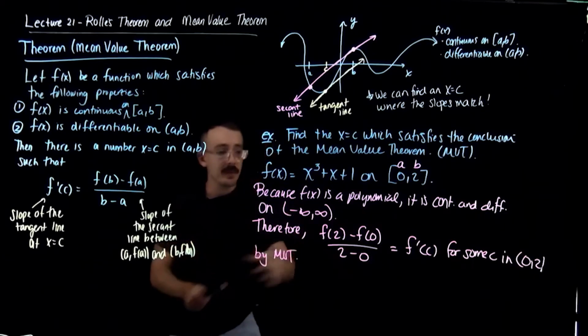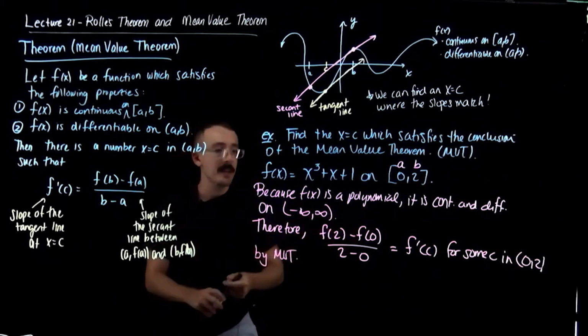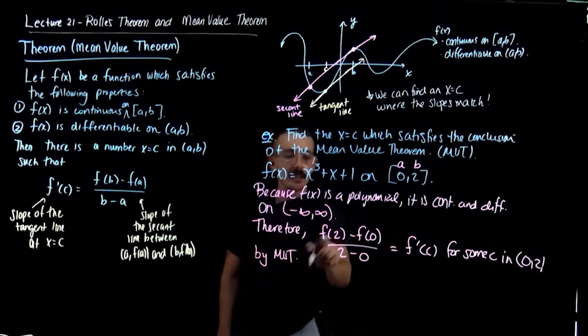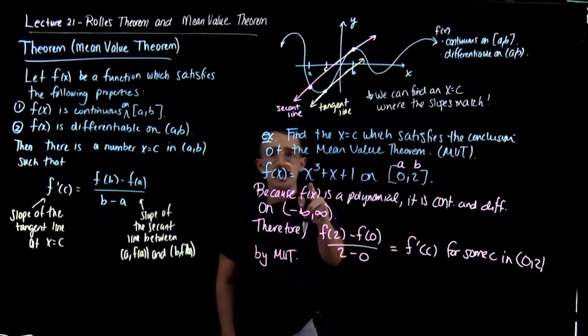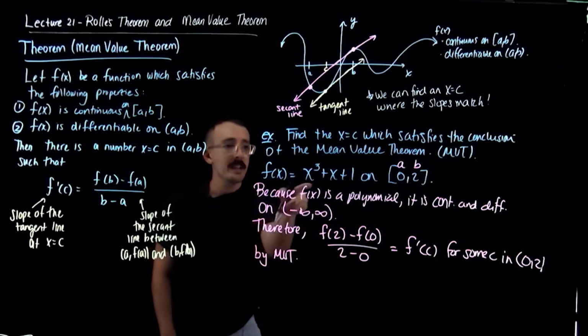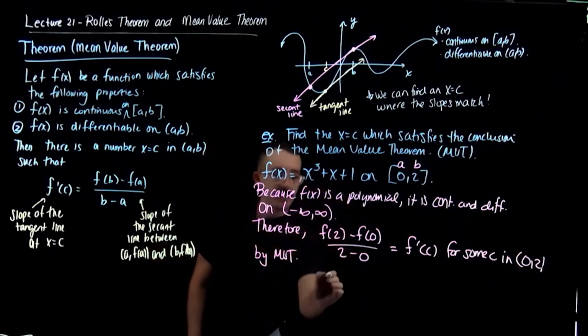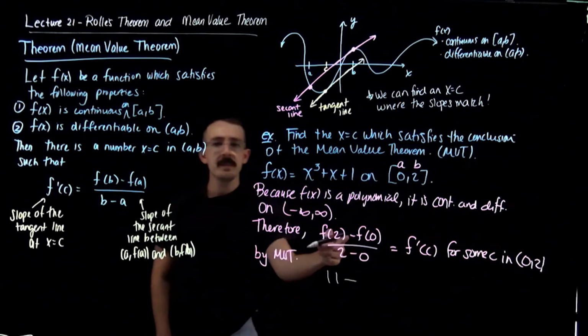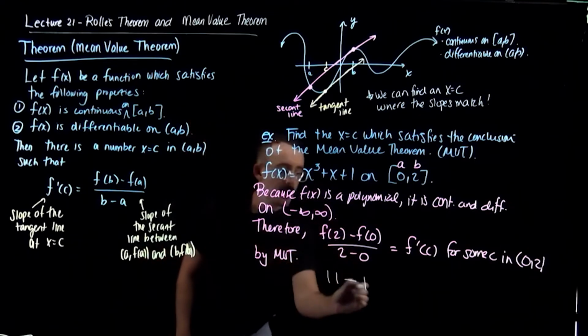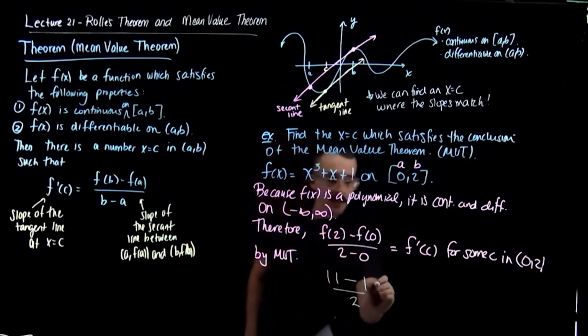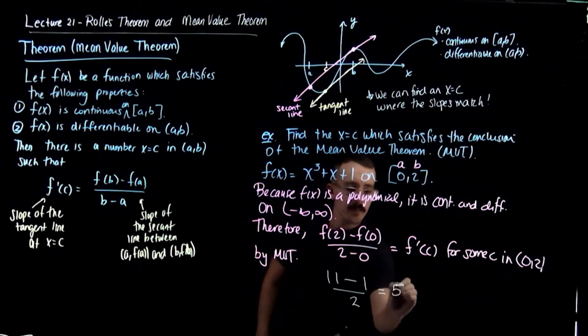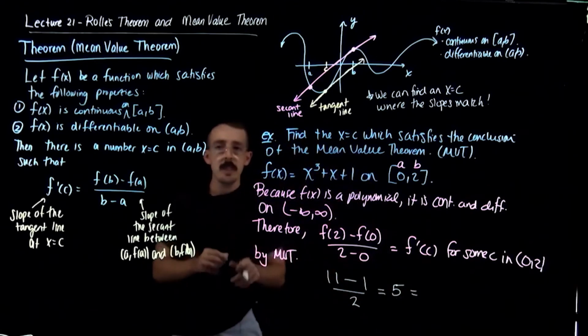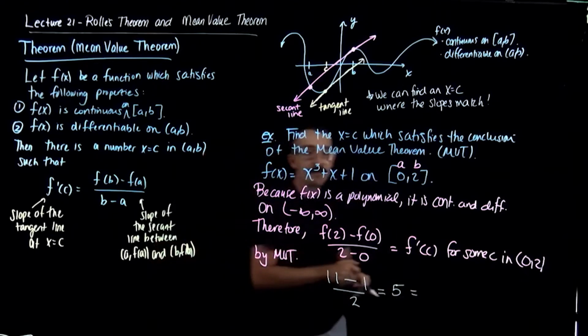Let's go ahead and compute what this slope actually is going to be. So if I plug in 2 here, using f of x up here, f of 2 is going to be 8 plus 2 plus 1, that's 11. Minus, what happens if you plug in 0 into this function? You get 1. Over 2. So this equals 5. Which will be equal to, and now I need f prime of c.